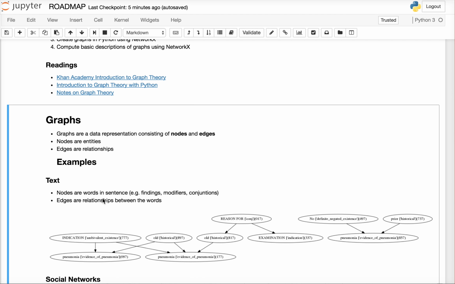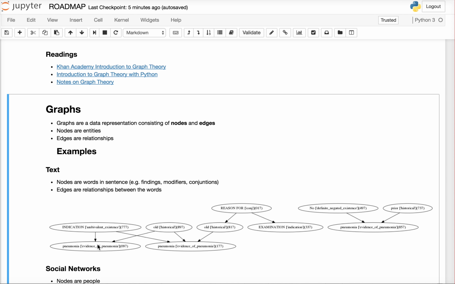So for text, here's a graph representation of features that have been extracted from a sentence and the relationships between them. For example, here we have the concept pneumonia, and here we have a concept old, and we're saying that the old has a relationship with pneumonia, that it's describing this as a previous experience of pneumonia. And we have examinations, we have negations, no, prior, kind of historical concepts.